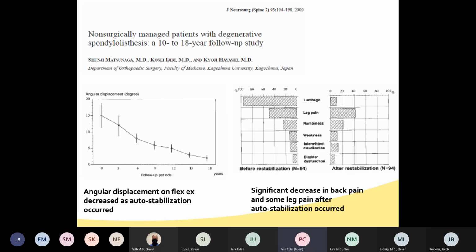And with that decrease in motion, they found a significant decrease in back pain as that motion was stabilized, and maybe a little bit of leg pain. But really, this kind of drives some of that idea that these can be kind of self-contained, and as your arthritis or degeneration gets worse, it actually has a protective effect.